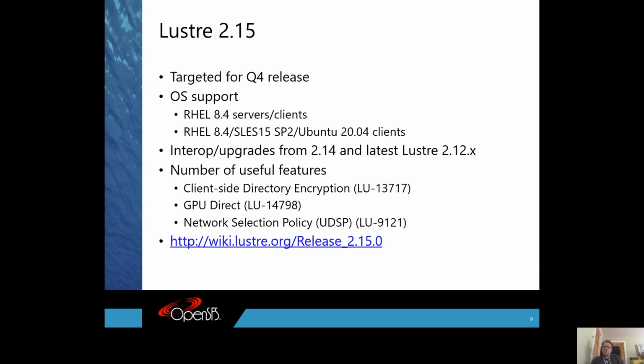GPU Direct, so that's using the NVIDIA GPUDirect capability, and also network selection policy. This is actually a feature that's been talked about for a very long time, as you can probably tell from this rather old Jira reference here. I think Amir presented about this at LUG 2018. This finally got merged now, and this basically is an extension of multi-rail LNet that allows you to specify preferences around network usage. For example, if you had a fast network and a slower network, you could specify to prioritize using the fast network and just use the slower network in the event that the fast network was down.